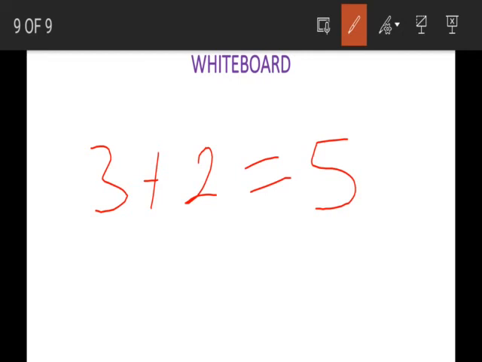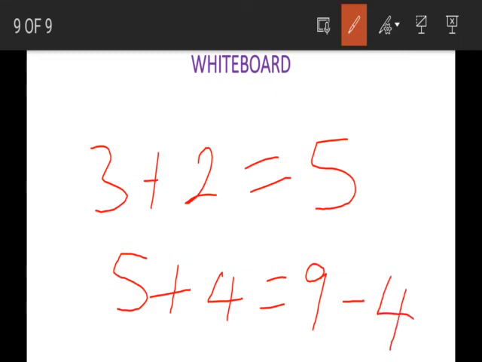Then that 5 plus the middle number, which is the number inside the rectangle, which is 4, is equal to 9. Then 9 minus the base number on the left hand side, which is 4. 9 minus 4 is equal to 5. That's how 5 was gotten. That's that.